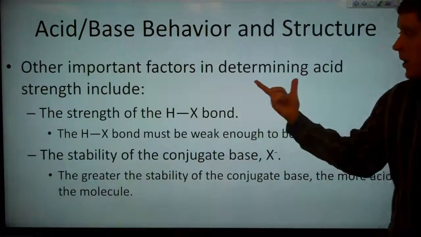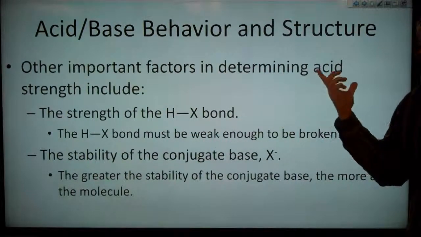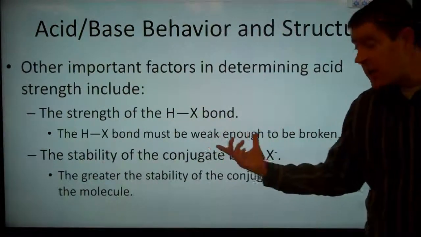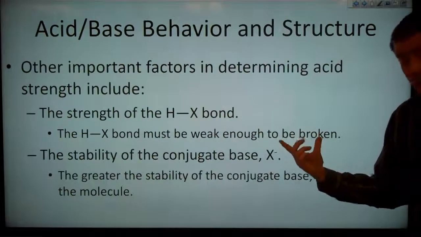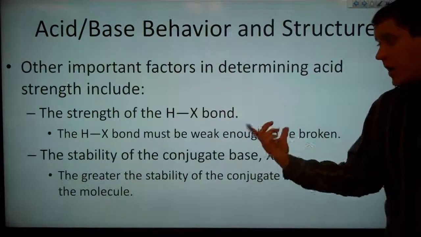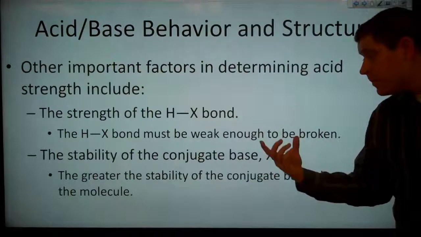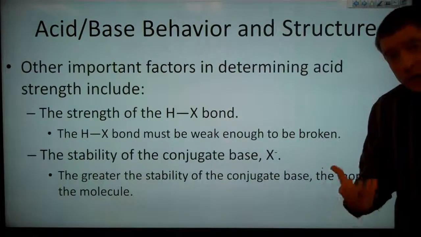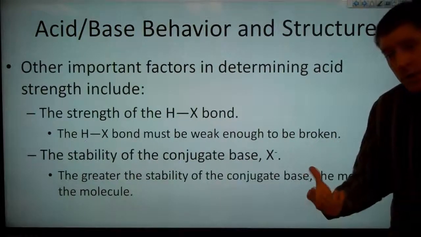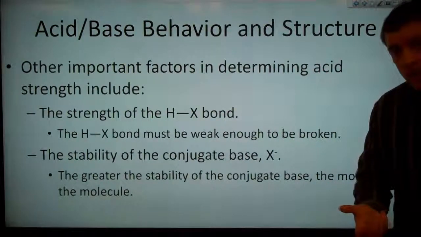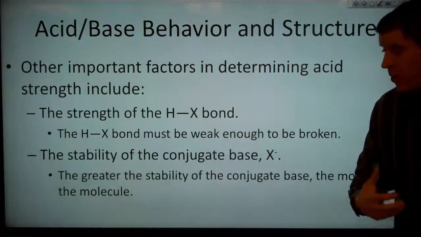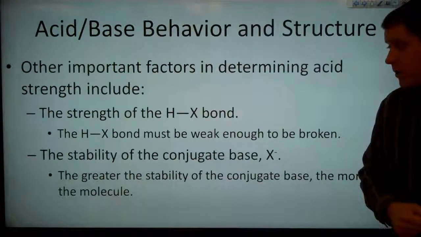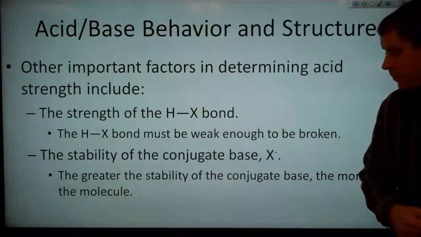So, other important factors here in determining the acid strength include the strength of our HX bond. If the HX bond is really strong, then we can't break it. If the HX bond is weak, then that bond can be broken. We have to be able to break this HX bond. If that bond is too strong, then that proton is not going to act as an acid. So the weaker that bond is, the stronger of an acid this HX is going to be.